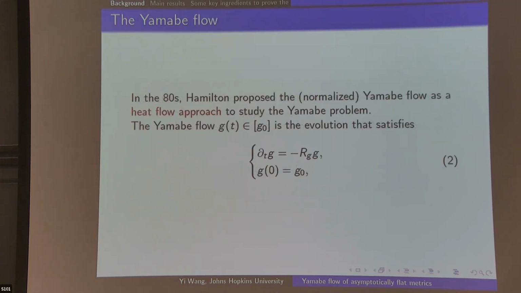All right, so in the 80s, Hamilton proposed to consider the problem using a heat flow method. He wanted to say whether there would be an evolution equation that could start from the initial metric g naught, evolve with a certain rule, and finally converge to some metric, and that metric is the constant scalar curvature metric.